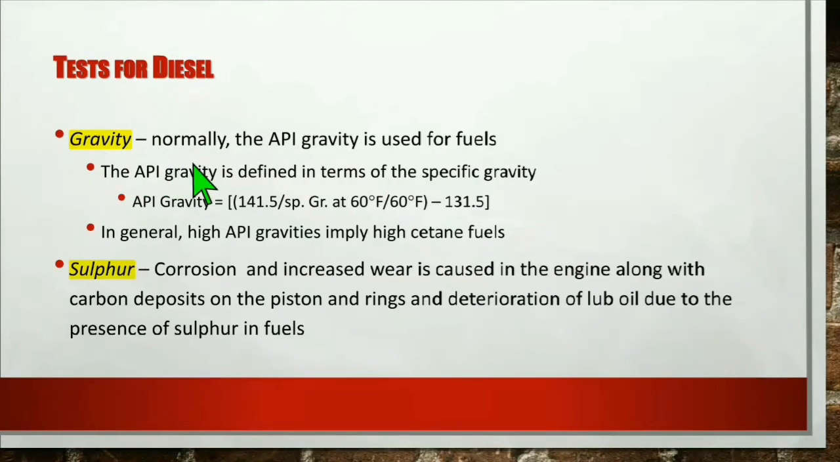Gravity. Normally, the API gravity is used for fuels. The API gravity is defined in terms of the specific gravity. API gravity = 141.5 divided by specific gravity at 60 degrees Fahrenheit, minus 131.5. In general, high API gravity simply implies high cetane fuels.